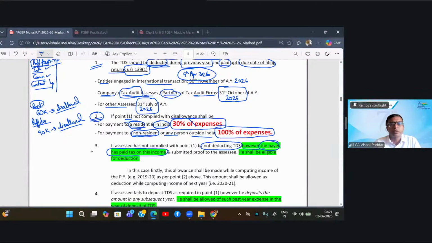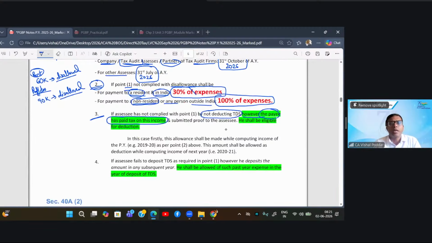Hence, the first relaxation given, that is why it is in green, is that if you are able to submit the proof to the department, what proof? That I have considered this payment in my income and computed tax and paid it myself, even though you forgot to deduct the TDS, I have still honestly gone and paid the tax. Then, if you submit this proof to the government, you will be eligible for the deduction.